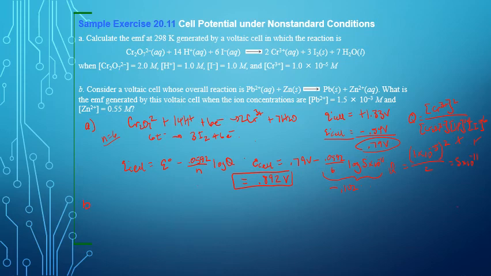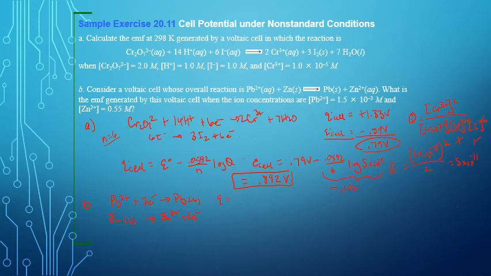So if I do the same thing with my second reaction, I have the Pb2+ going to Pb as a solid. Setting up these half reactions, I have the reduction, Pb2+ plus 2 electrons forming the Pb as a solid. I had the Zn as a solid going to Zn2+ plus 2 electrons.